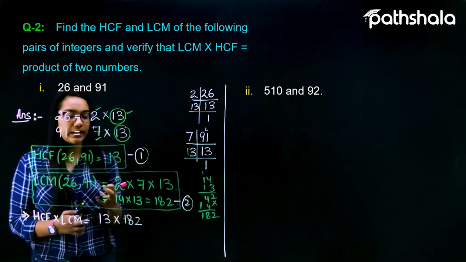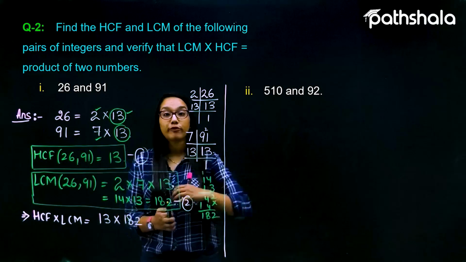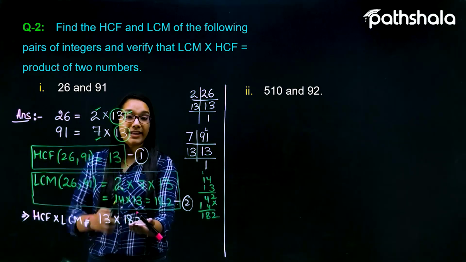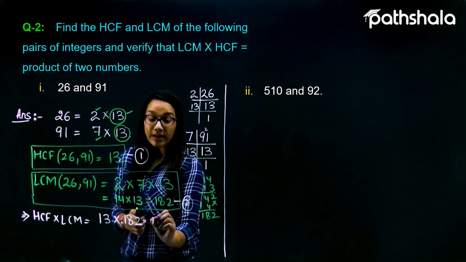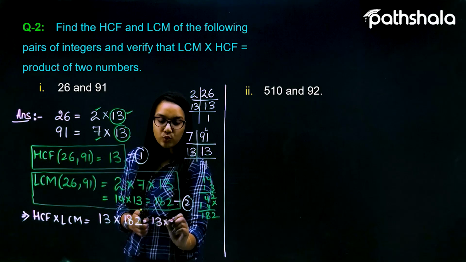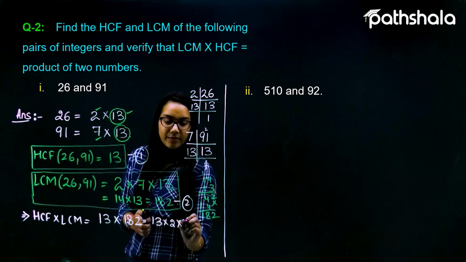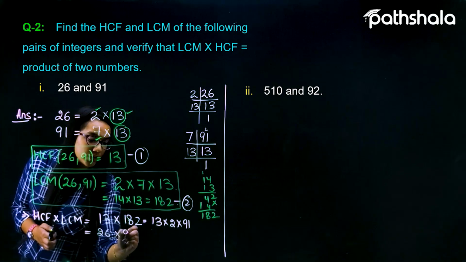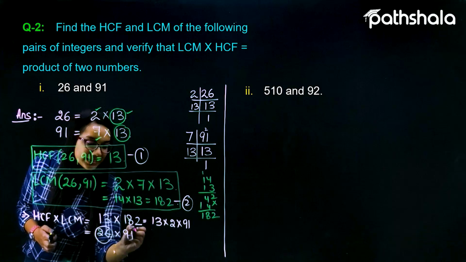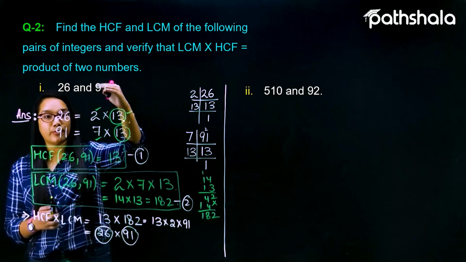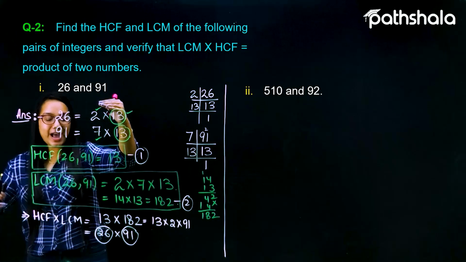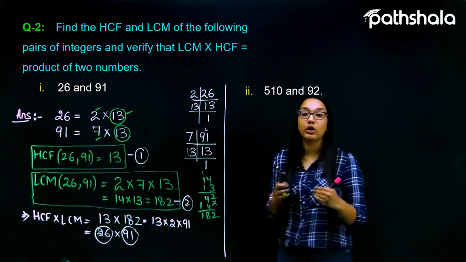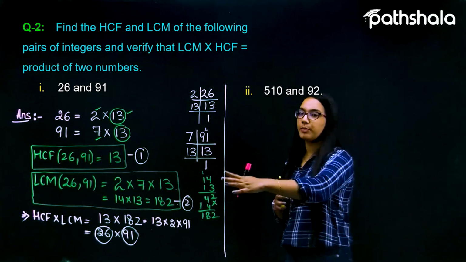We have to show that HCF into LCM is equal to the product of the two numbers. Taking 2 from 182, we can write it as 13 into 2 into 91, which is 2 into 13 into 91, which equals 26 into 91. It is all clear, because 26 and 91 are the numbers given to us. So the HCF into LCM of two numbers is always equal to the product of the two numbers.